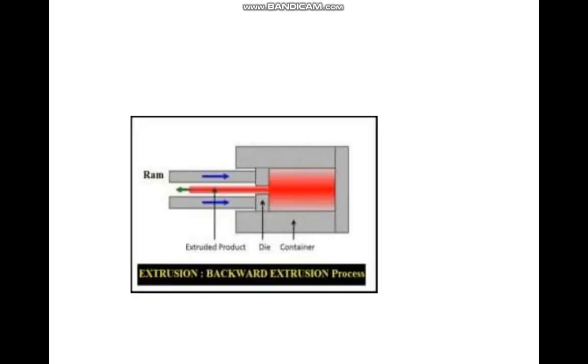And in backward extrusion, in this case, this ram is moving. So this billet is automatically coming through this die opening. So less friction is there. So less force is required so that this billet or molten metal comes through this mold cavity. So in this case, less force is required. So this is the block diagram of the backward extrusion process.